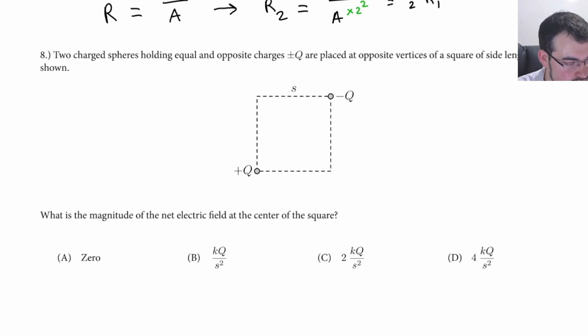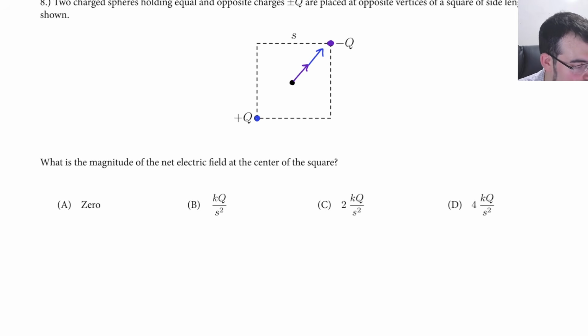Two charged spheres holding equal and opposite charges plus or minus Q are placed at opposite vertices of a square. What is the net electric field at the center? So if we look at the center, we see that this negative charge is going to be a sink, and this positive charge is going to be a source. So we have additive fields at the center, and we just want the magnitude, so there's no trigonometry weirdness here. All we need to do is just get the distance.